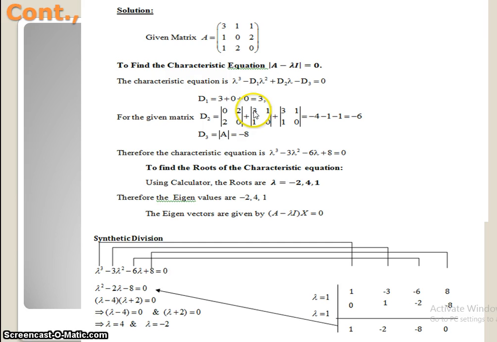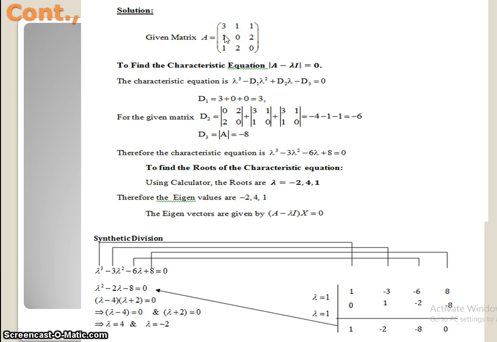So equal to, just like matrix multiplication, 0 into 0 is 0, then minus 4. So we get minus 4. Then plus 3 into 0 is 0, then 1 into 1, we get minus 1. Then 3 into 0 is 0, then 1 into 1 is minus 1. So next we add these, minus 4 minus 1 minus 1 is minus 6. Then d3 is the determinant of A.